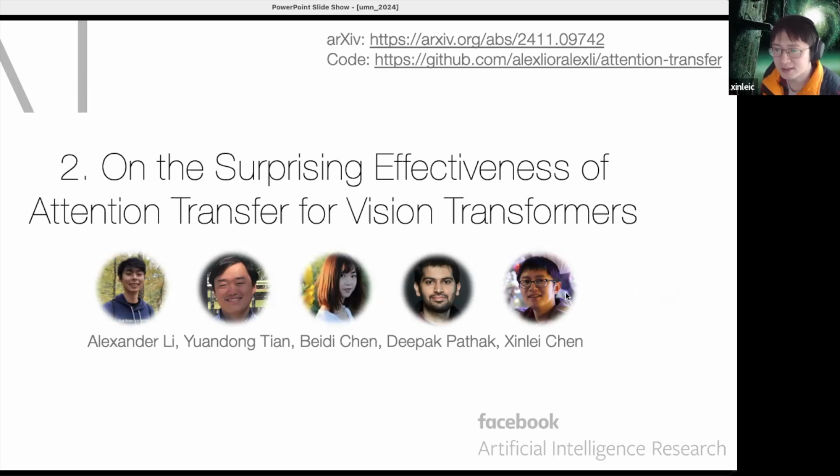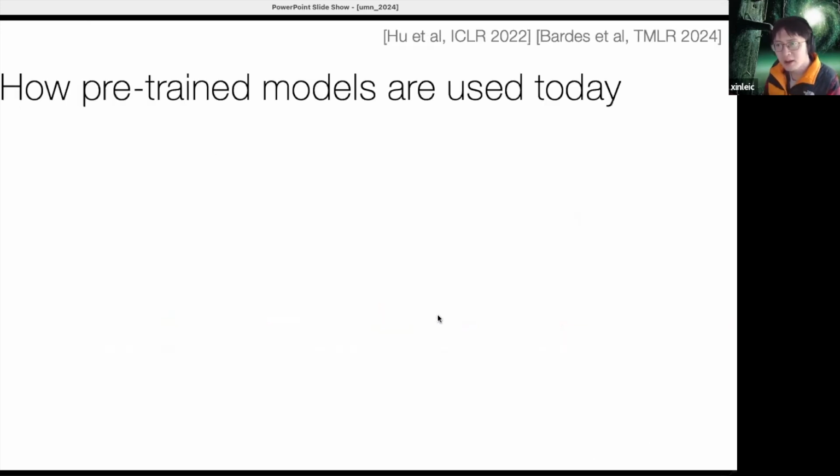The second work is on the surprising effectiveness of attention transfer for vision transformers. And this is a more recent work. We did it last year, and the paper was just released a couple of weeks back, and it's going to be presented in this year's NeurIPS. To talk about this work, I want to first talk about how pre-trained models are used today. So to me, there are 3 ways.